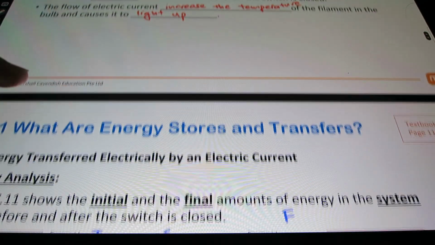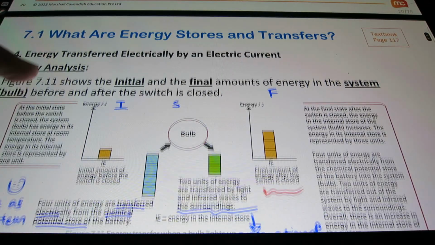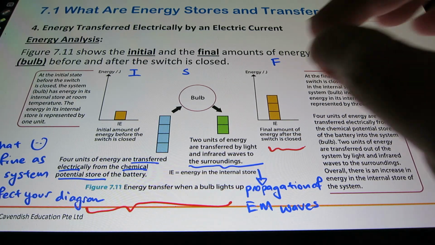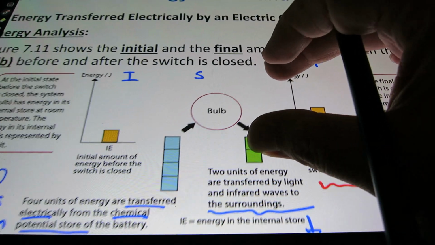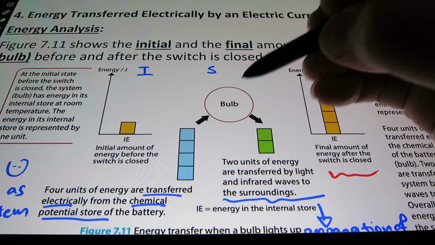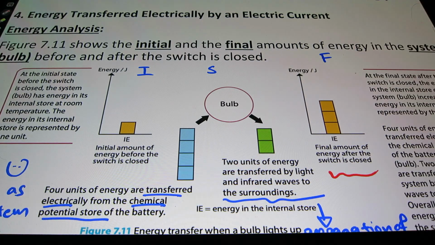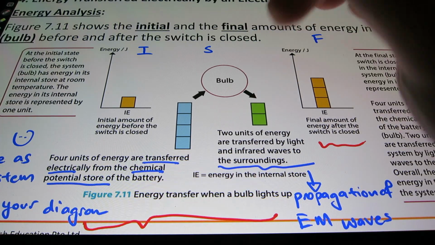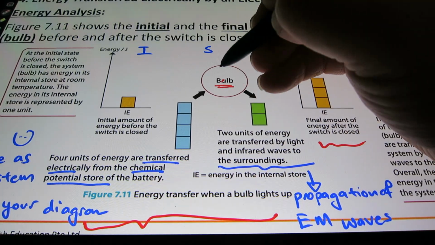So let's look at the energy analysis for this. It is a little bit unique and different from the ones you encountered before. Everything else remains the same. I have the system in the center. In this case, I decided I want to talk about the bulb only. I want to look only at the bulb. So I wrote this as the bulb.